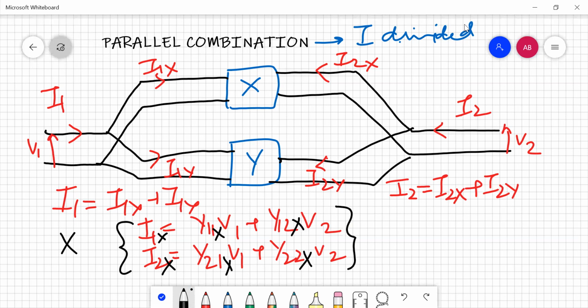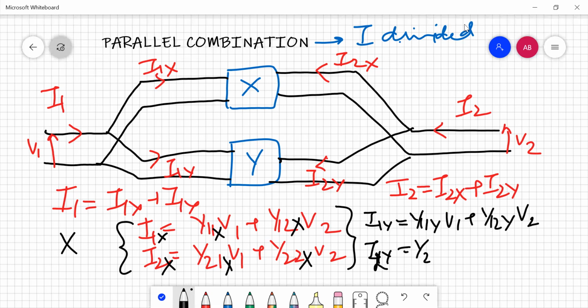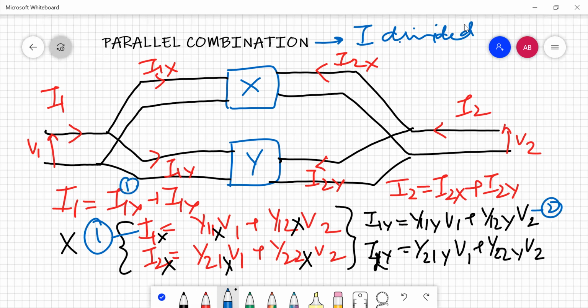So the next one we are going to write for your Y network. And so it will be I1Y and I2Y here. So it will be Y11Y V1 plus Y12Y V2. Similarly, Y21Y V1. And so now what we need to do is we need to mark this as 1, mark this as 2, and put it here. Add 1 and 2 here. Similarly, mark this as 3 and mark this as 4 and put it here and add them.